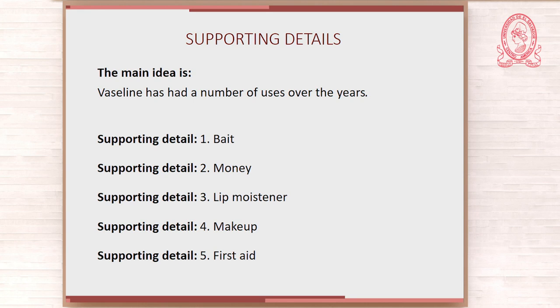The main idea is Vaseline has had a number of uses over the years. And now, which are the supporting details or examples that support that main idea? Well, according to the paragraph, the number of uses that Vaseline has had are 5, which are the supporting details. Supporting detail number 1, bait. Number 2, money. Supporting detail number 3, lip moistener. And supporting detail number 4, makeup. Finally, supporting detail number 5, first aid. Langan explains that again, the details give the added information we need to fully understand the main idea.